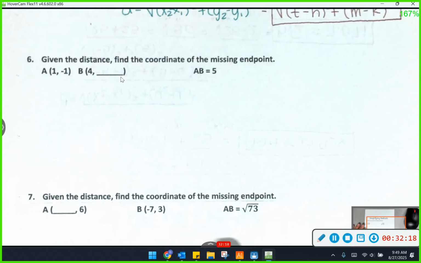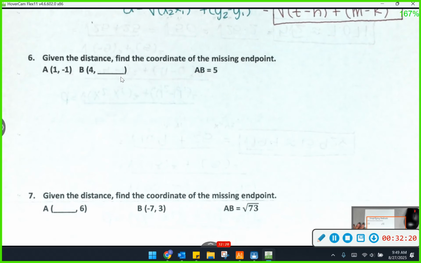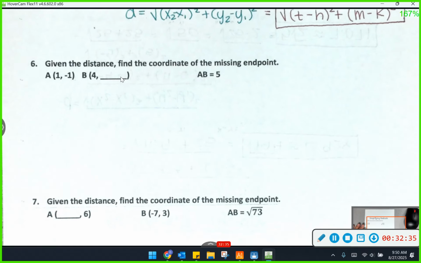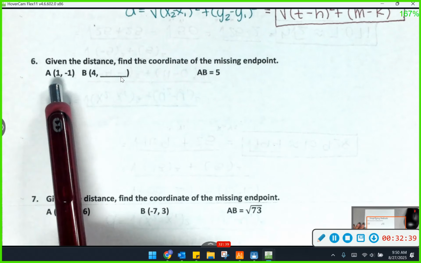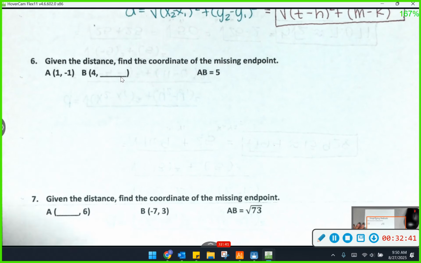This next problem, I'm going to have you work backwards. This time, I'm going to give you the distance, and I want you to find the missing coordinate. So, if I tell you AB is 5, and one of the coordinates is at 1, -1, what is my other coordinate at if it's 4?